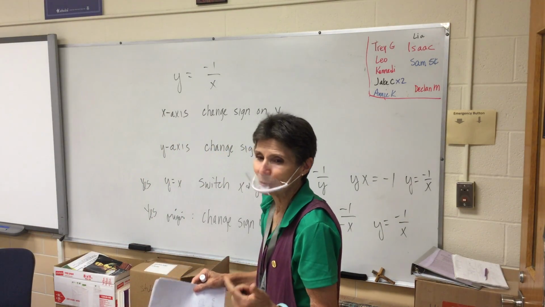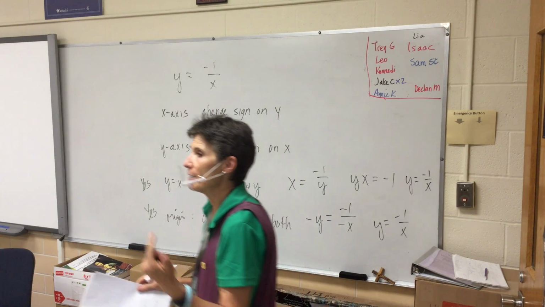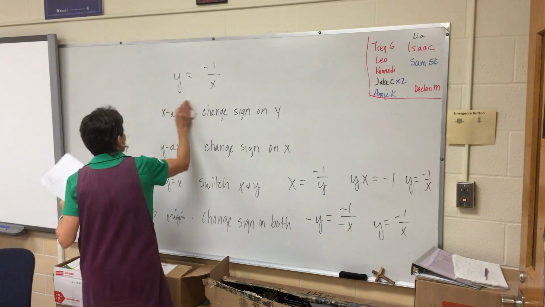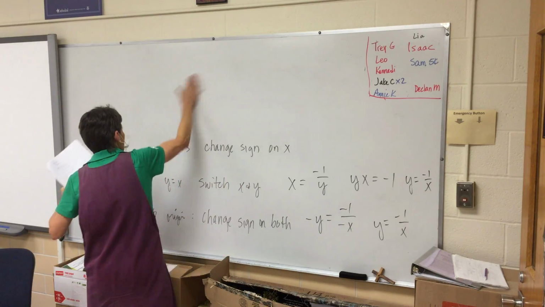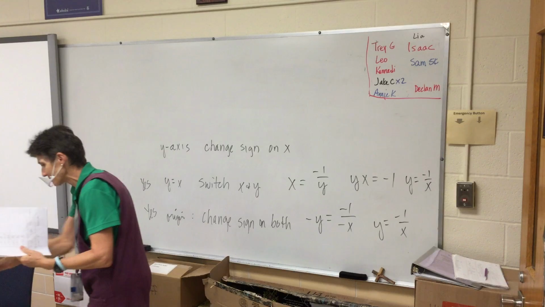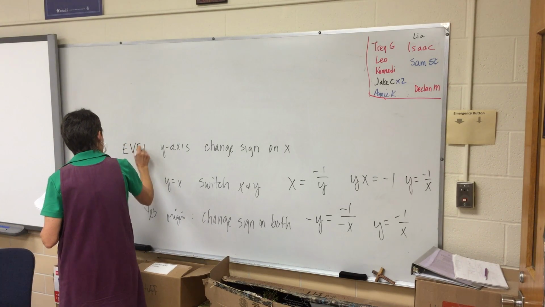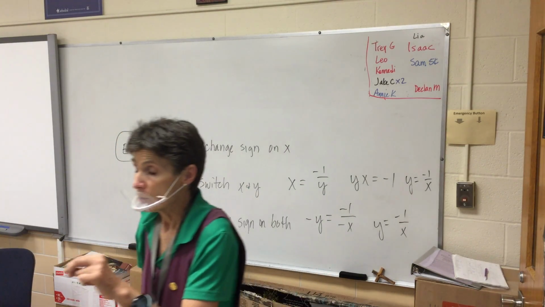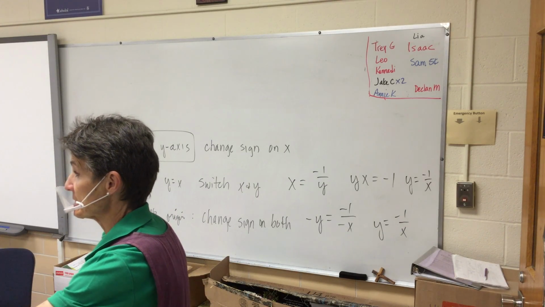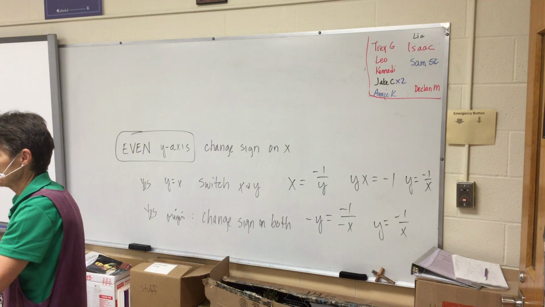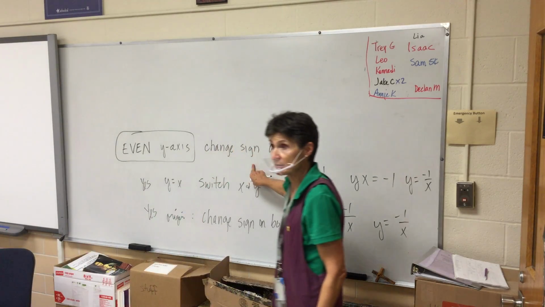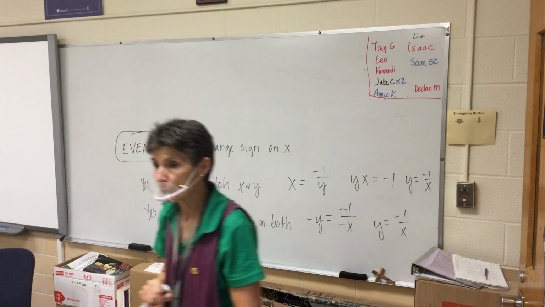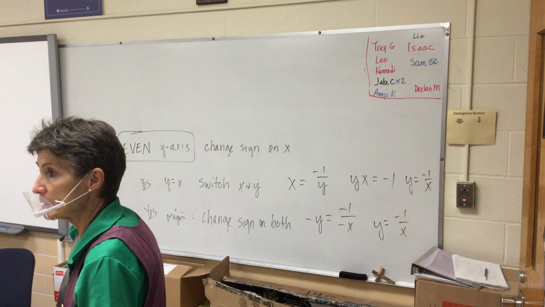Now, I know you all have a sense of what even and odd means, but in terms of functions, an even function is a function that is symmetric about the y-axis. So an even function is symmetric about the y-axis. So if somebody hands you a function and says, is it even? You're going to do this test of symmetry only. And if it works, then the answer is yes. If it doesn't work, then the answer is no.